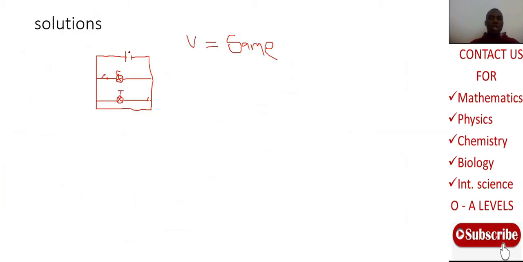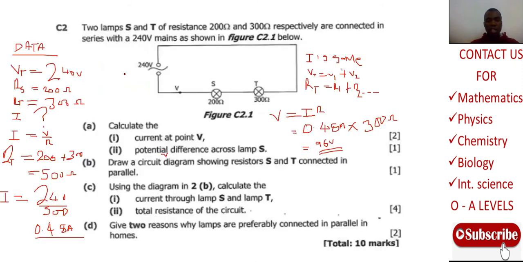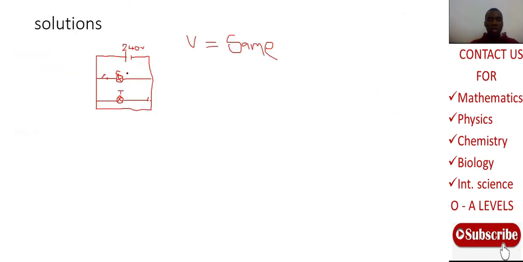Okay, same. So here, since we are given a voltage of 240 volts, it means that through bulb S there was 240, also through bulb T there was also 240 volts. Okay, so S has a resistance of 200, and this other one has a resistance of 300. It means that to find the current, because current is not the same in here, the current here and there is different.